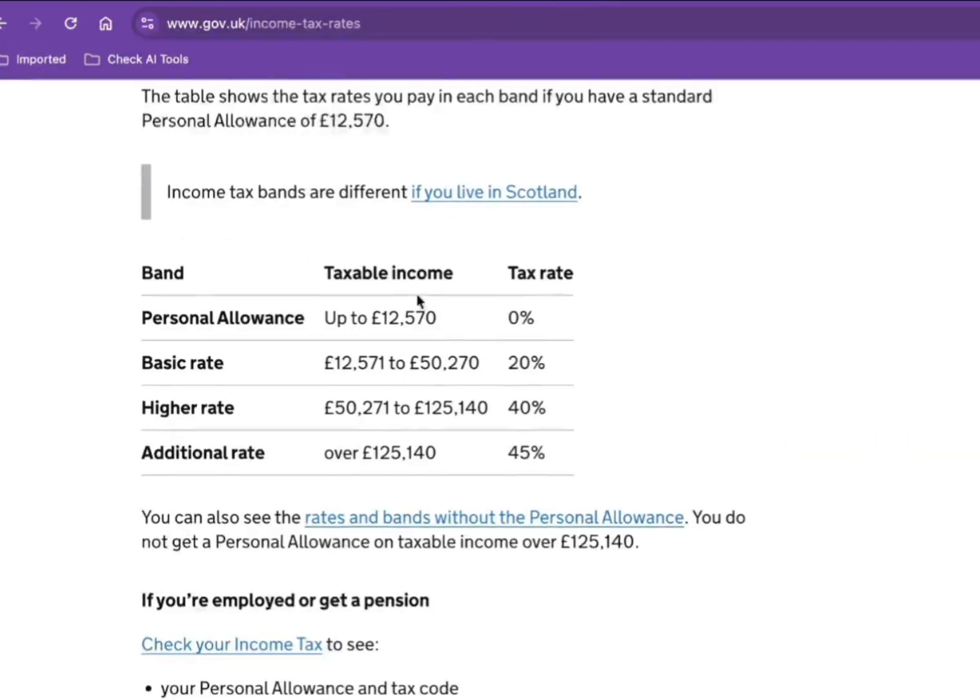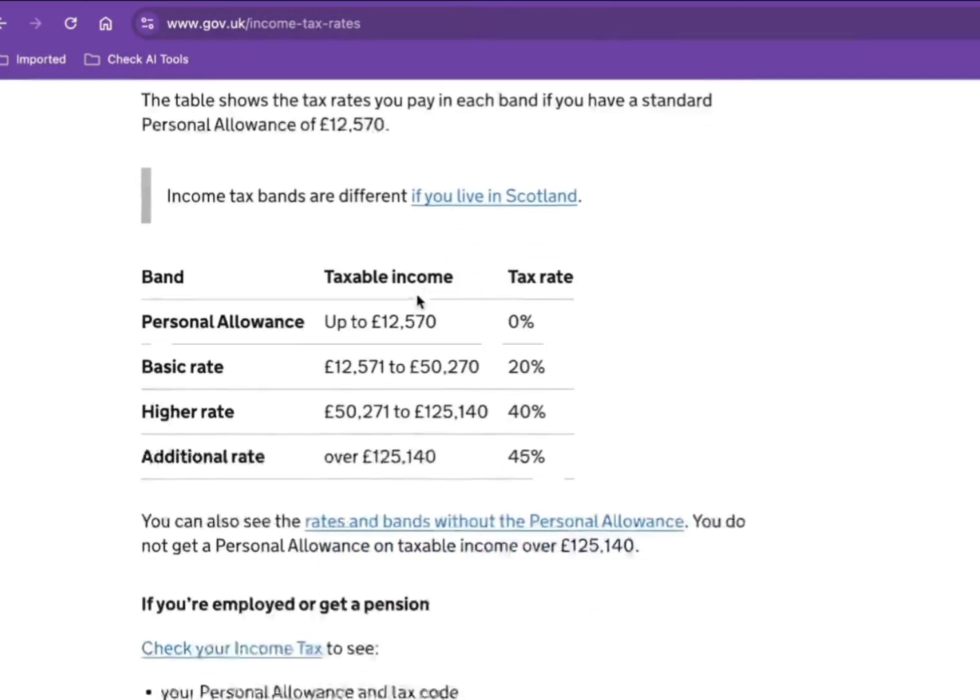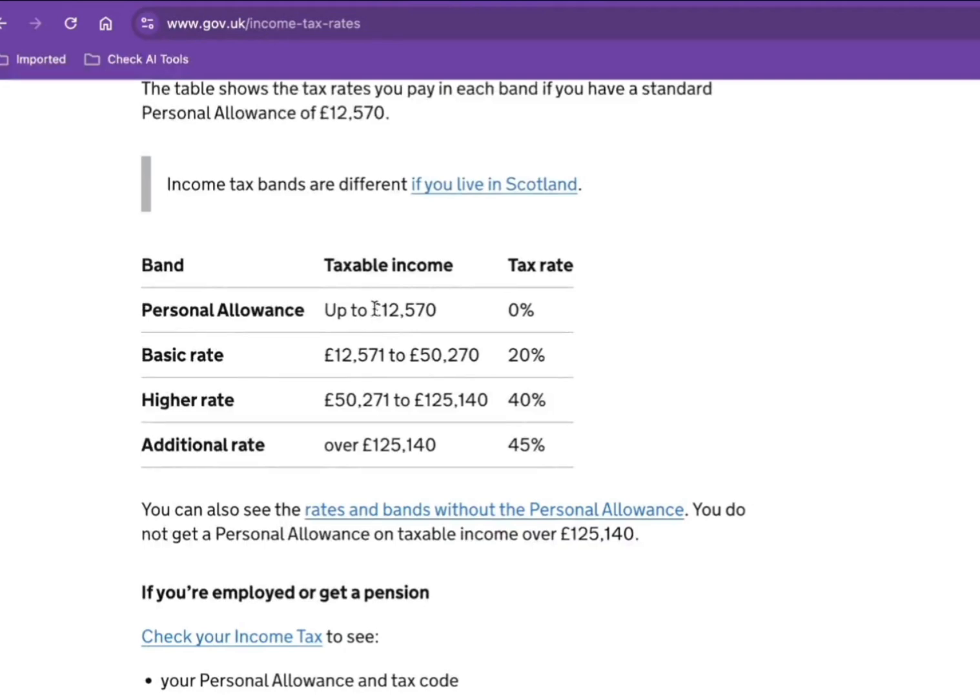So first of all, if you are someone who will make less than 12,570 in terms of profit, then your income tax is going to be 0. If you are in this bracket, it's 20%. If you are in this bracket, it's going to be 40%. If you're in this bracket, it's going to be 45%.